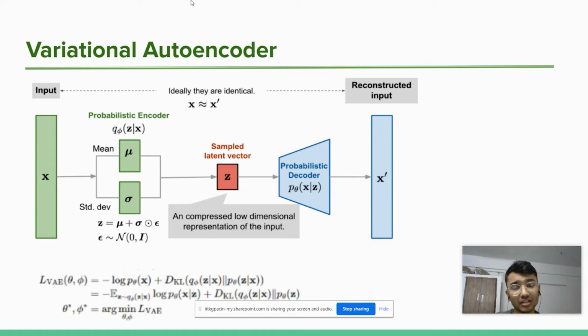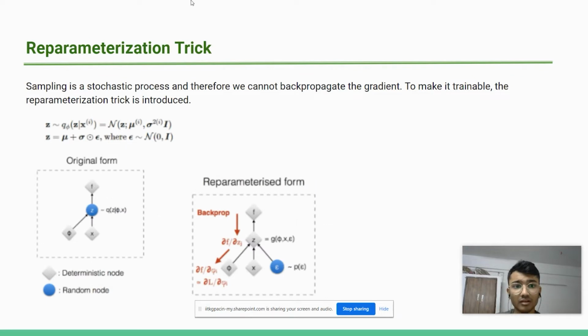The loss function consists of two terms. First is trying to minimize the negative log likelihood, and the second is trying to minimize the KL divergence between the assumed prior as well as the posterior of Z. Now, sampling is a stochastic process, and therefore we cannot backpropagate the gradient. So, to make it trainable, we use the reparameterization trick.